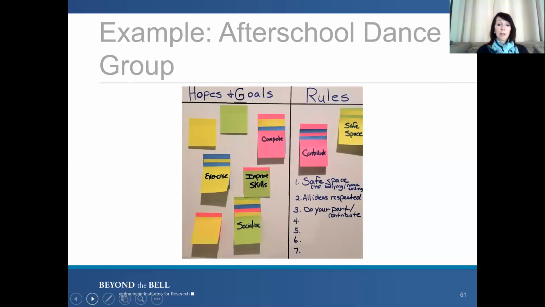As a facilitator, you of course can include some non-negotiable rules that you might have for your program. In addition, you wouldn't want to have 10 or 13 rules. That gets to be a little unruly. Sorry for the pun. And also make sure that the rules are clear and that they're really intended for everybody. So that's our example of how to create group rules. And for this, it's the after-school dance group.